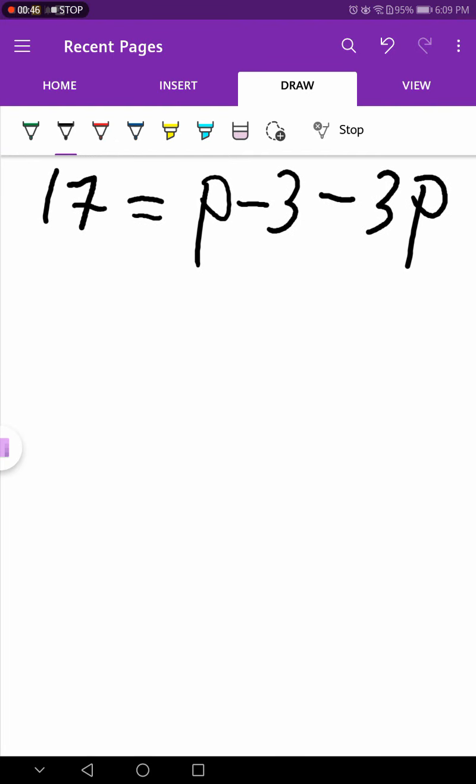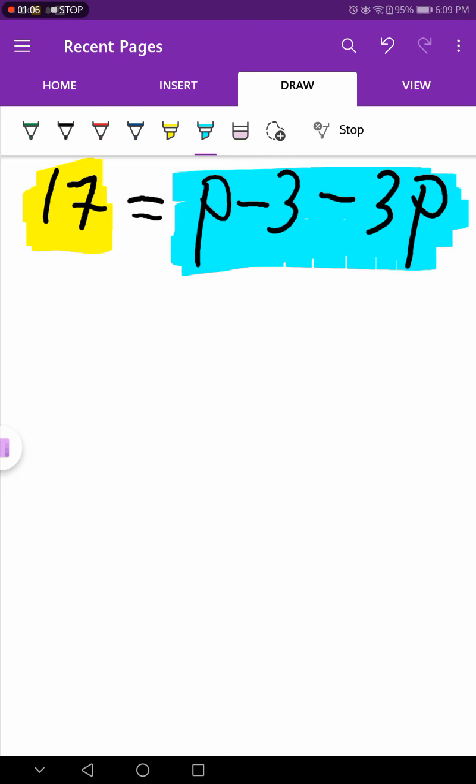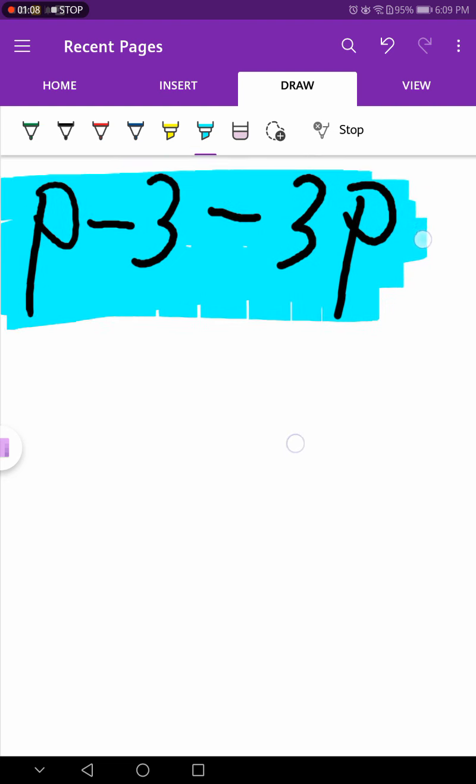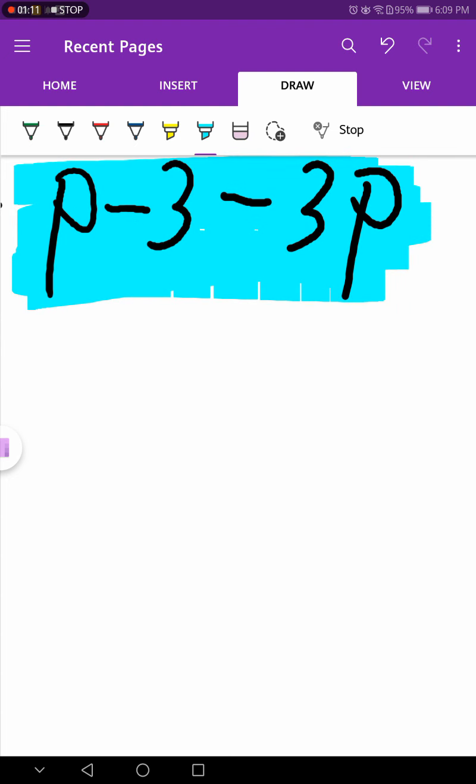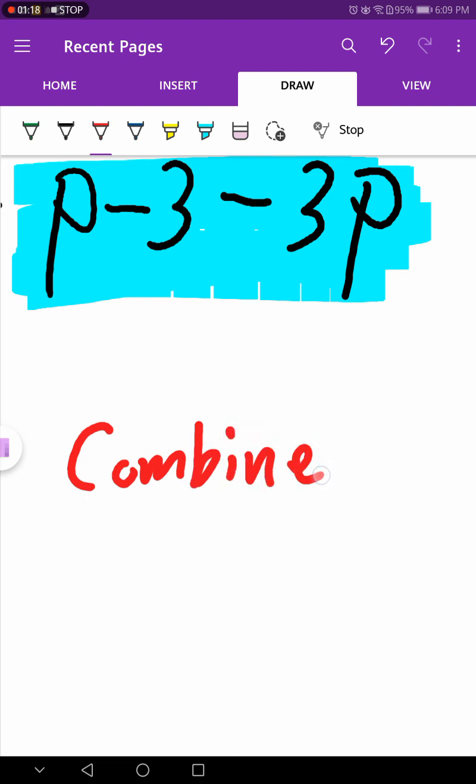Okay, my dear student, you have to remember the main objective of solving any equation: to make the variable, or the letter, alone. As we know before, this is the left and this is the right. So we move to the side that has my variable and try to make it alone. But here I cannot make it alone until I combine. Combine means collecting the variables together.